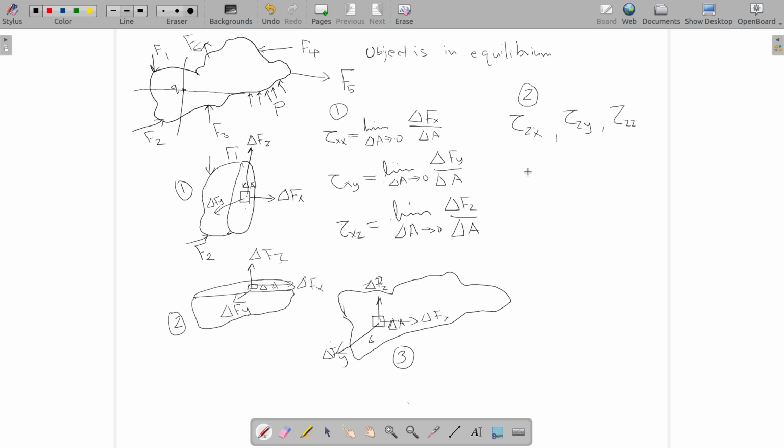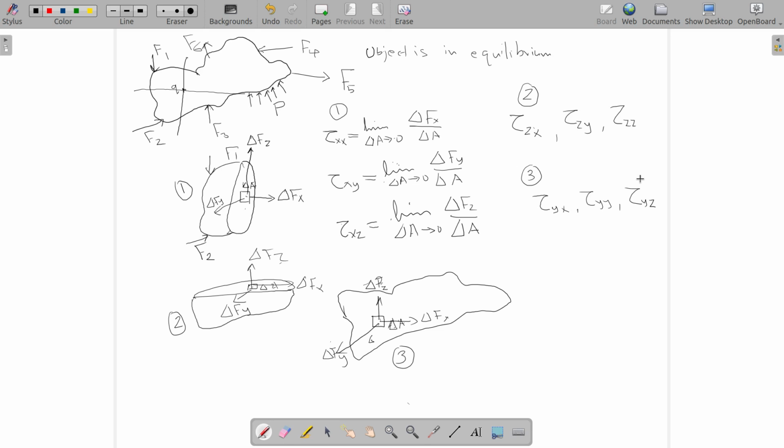Similarly, for the third case, I can define tau yx, tau yy, and tau yz. So how many components so far? We are trying to define stress. It seems that there are so many components for the quantity. So how many so far? 1, 2, 3, 4, 5, 6, 7, 8, 9. 9 components so far.